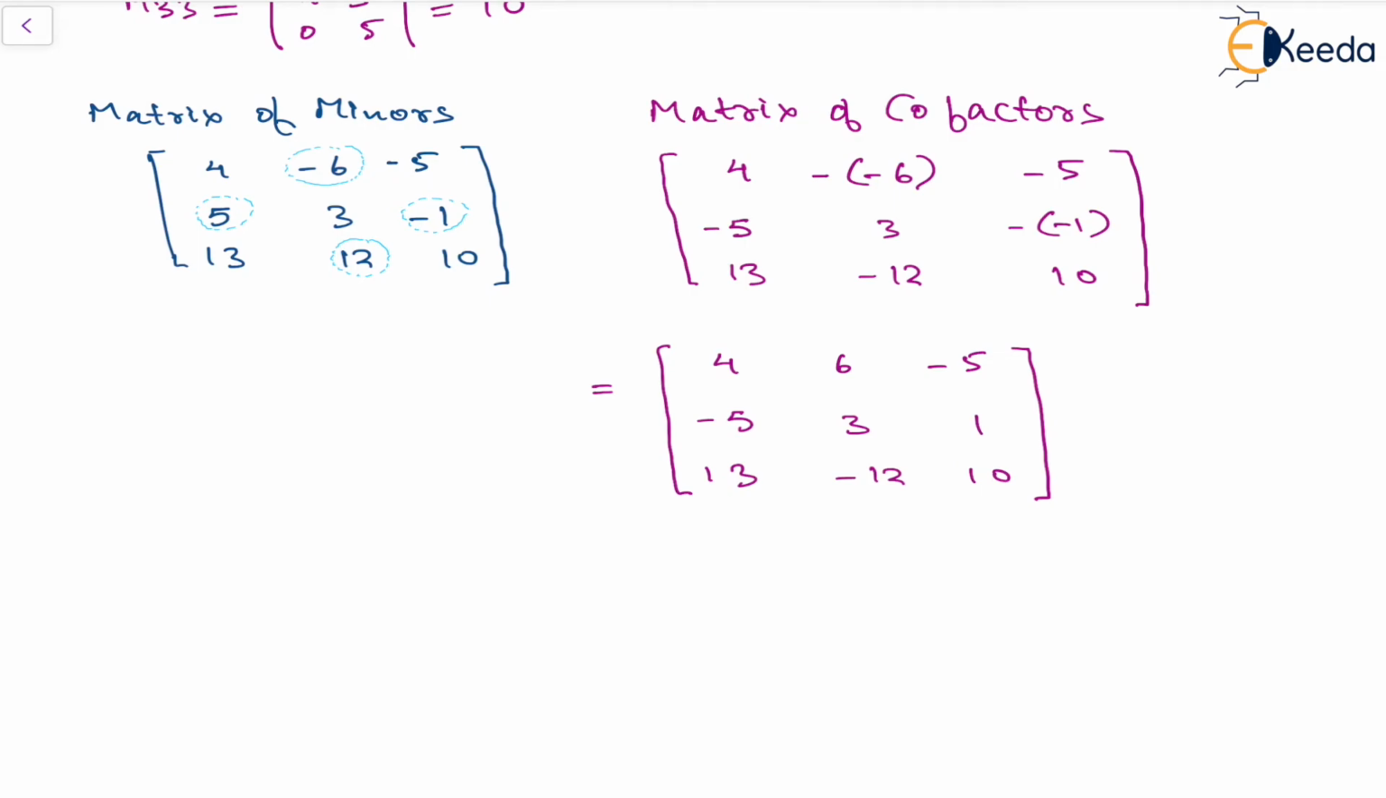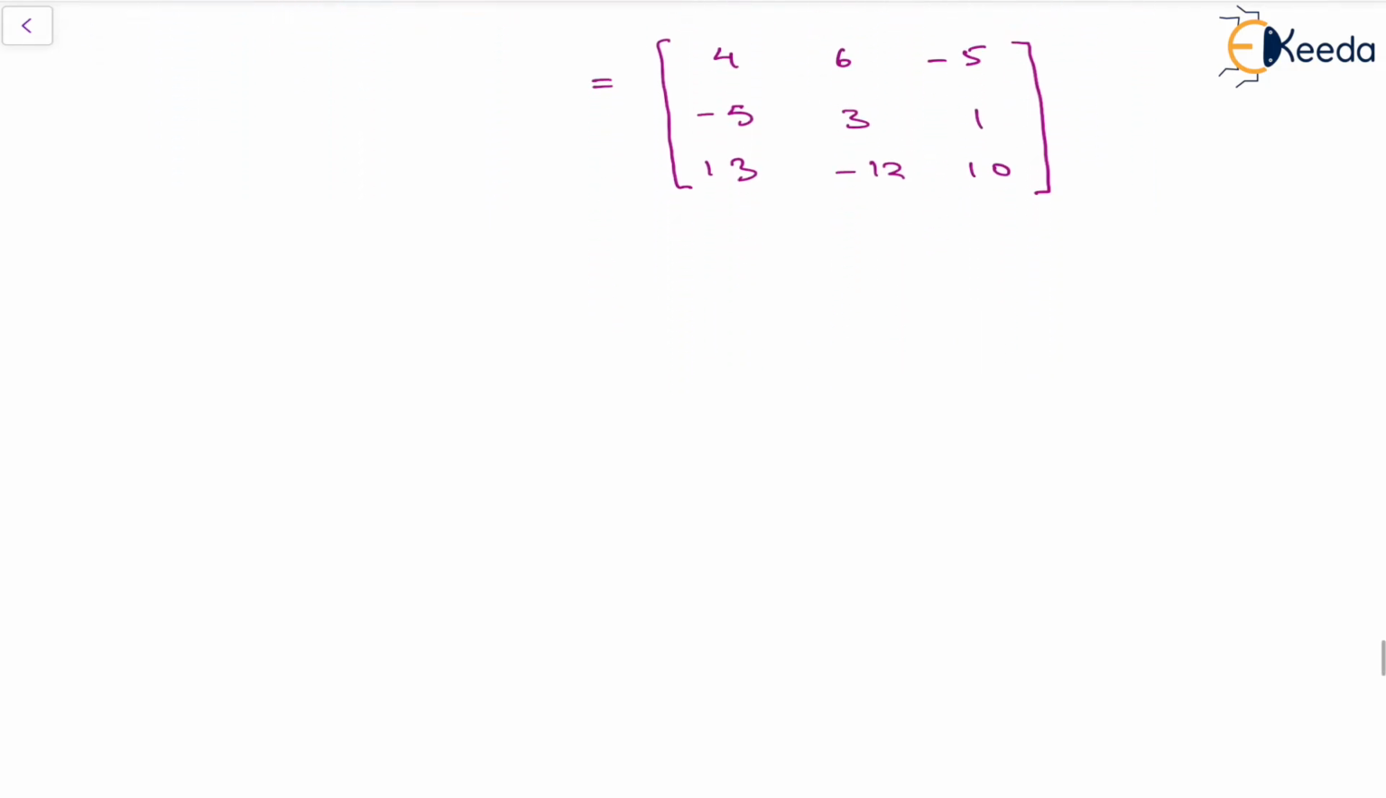Now we know that the adjoint A will be the transpose of this matrix of cofactors. So writing it as 4, 6, minus 5, minus 5, 3, 1, 13, minus 12, 10, and transpose of this matrix.